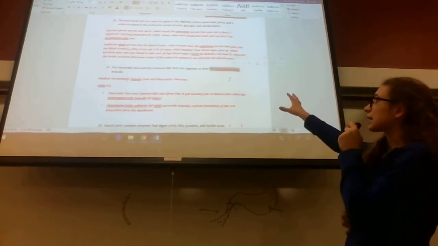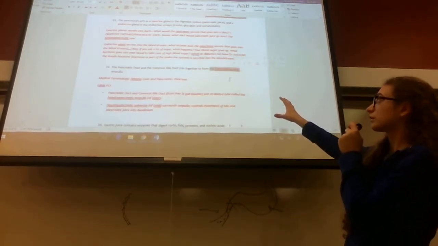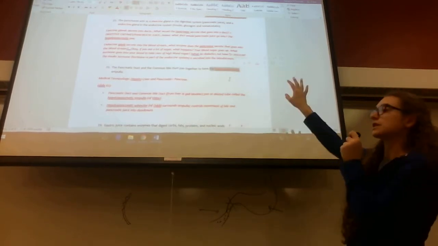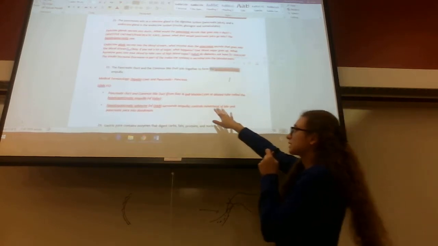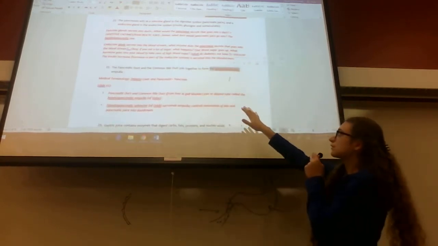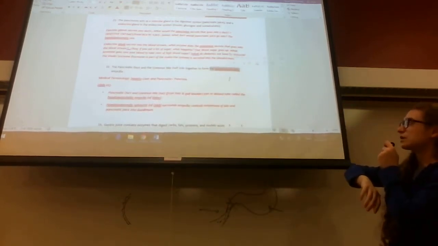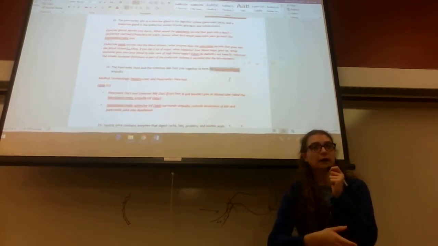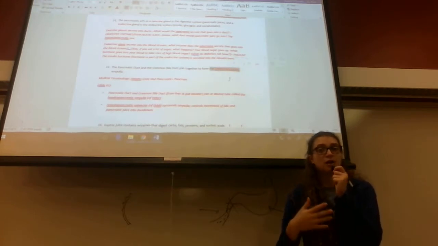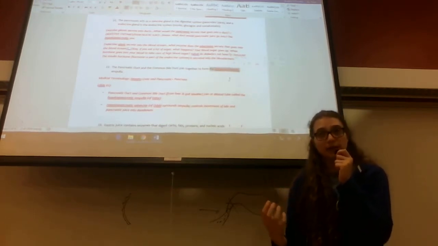So there's a rationale you can look through a little bit that kind of says why this is true, why this is false. The pancreatic duct and common bile duct join together to form the hepatopancreatic ampulla. So you can think about hepatopancreatic, hepato meaning liver, and pancreatic meaning pancreas.